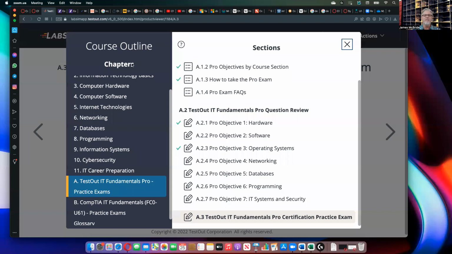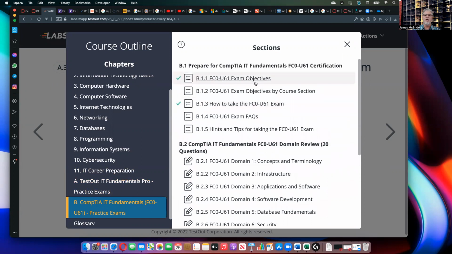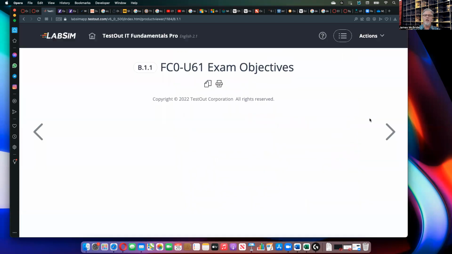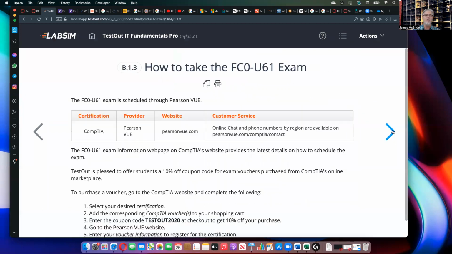Welcome. Let's take a look at the actual CompTIA IT Fundamentals preparation information. This is it, CompTIA. So again, these are two separate tests, two totally separate tests, and we're going to look at the differences in them. Now, I want to show you that it's got the exam objectives here, just like the other one. It's got where that can be found in this material. And then it's got how to take it.